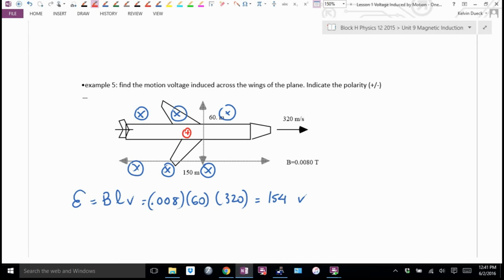I think we'd end up with this part of the wing being positive and that part of the wing being negative. Yes? As I said, this lesson has lots of practice for right-hand rule stuff as well.